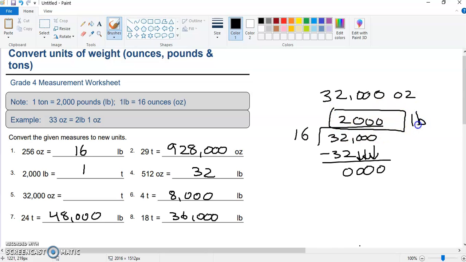Well, what do we know about 2,000 pounds? We know that for every 2,000 pounds, it's 1 ton. So it's just 1 ton. Because 2,000 divided by 2,000 is 1.